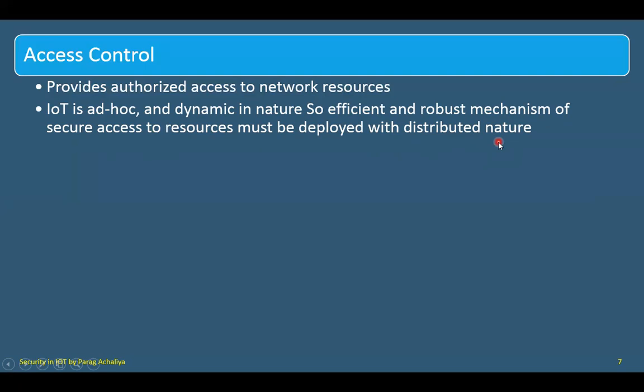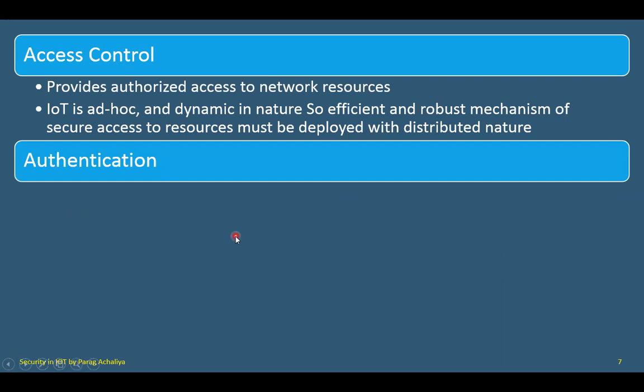So whenever there is an IoT application which is ad hoc and dynamic in nature, there must be some efficient and robust mechanism implemented for your IoT application. Why? To provide secure access to all the resources, and that secure access must be given in distributed nature. This is what access control is, in which authorized access needs to be given to all the users of your network resources. That is the main principle behind access control.